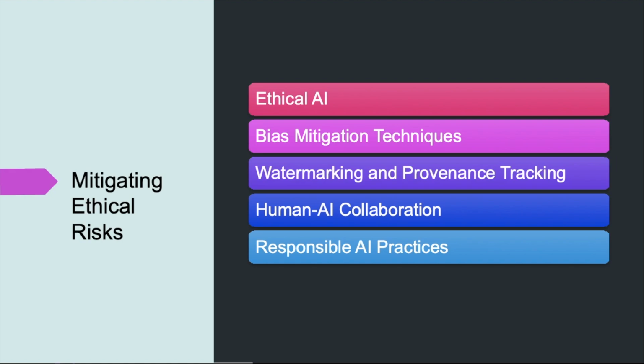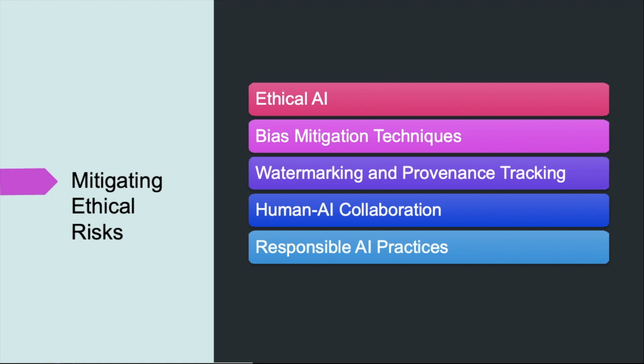Next, we have responsible AI practices. Encouraging and adopting responsible AI practices such as ethical training, data sourcing, model documentation, and stakeholder engagement can foster trust and accountability in generative AI systems. For example, companies can engage with stakeholders, including ethicists, policymakers, and the public, to ensure that their AI systems are developed and deployed responsibly.